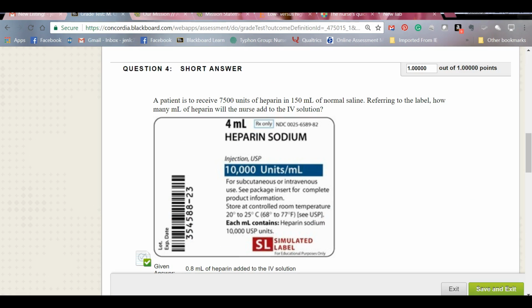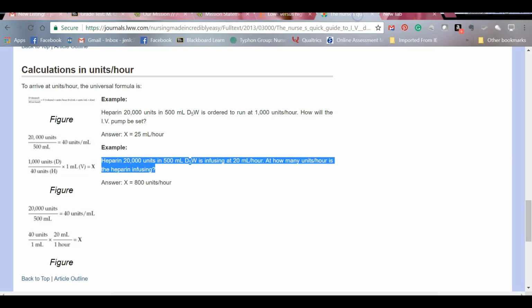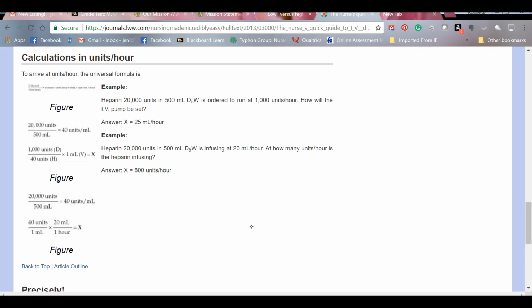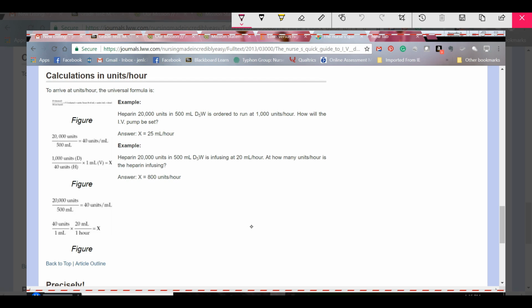So now what I want to do is show you another one, which will help you also with these types of questions. The way you can use these as practice is all you have to do is insert different numbers for these, and then it would be a lot of practice quizzes that you can do. Say you have heparin 30,000 units and 1,000 mLs to run at 500 units an hour. Then you can come up with a different answer.